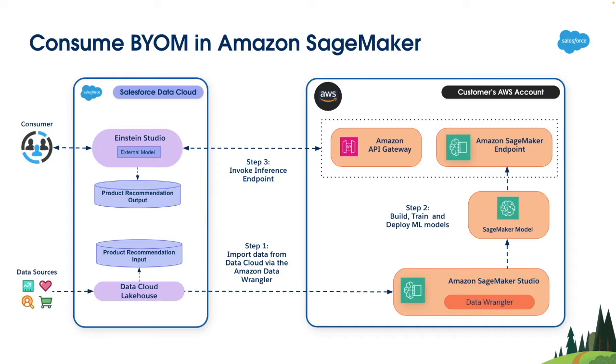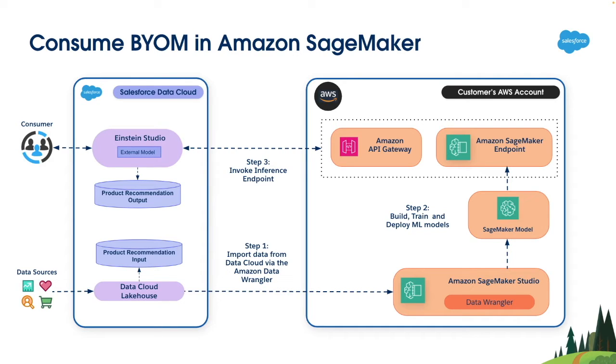What the overall architecture looks like is displayed here in this diagram. So we have on the left-hand side Salesforce Data Cloud. As you can see here at the bottom, we're collecting all the data from different data sources and storing them in Salesforce Data Cloud. That will be our product recommendation input. In the first step, what we will do is import the data from Data Cloud into Amazon SageMaker Studio via an Amazon Data Wrangler. In the second step, we will build, train, and deploy a machine learning model in Amazon SageMaker that is using the data from Data Cloud as an input.